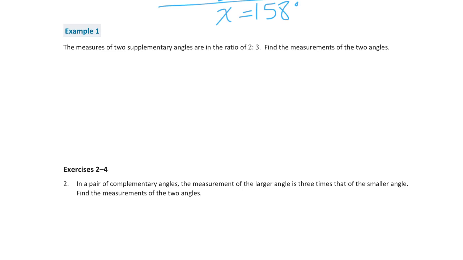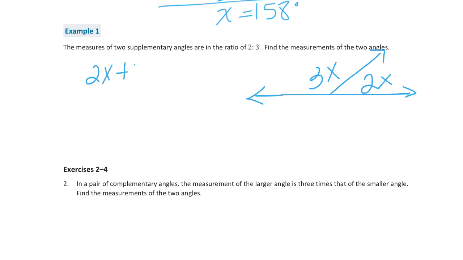The measure of two supplementary angles are in the ratio of 2 to 3. Find the measurements of the two angles. So we've done this before. So there's two angles, and they are supplementary. They are in the ratio of 2 to 3. So my smaller angle is 2x, my larger angle is 3x.